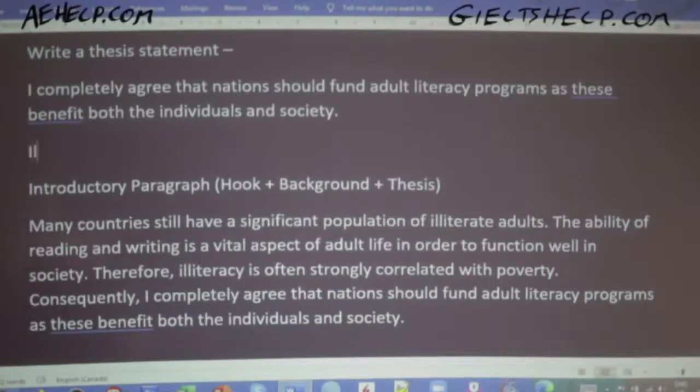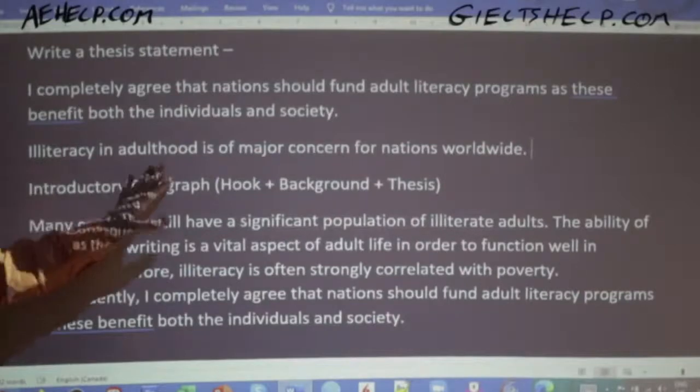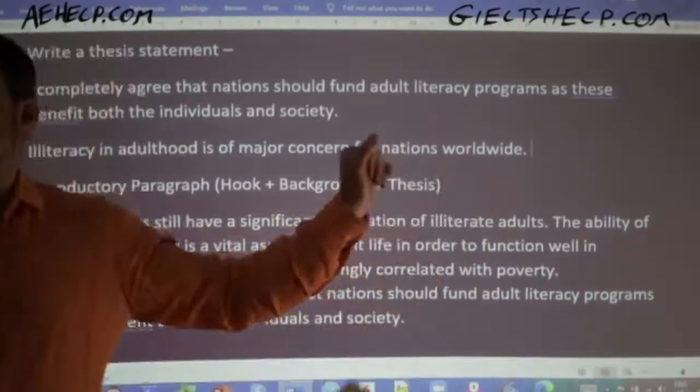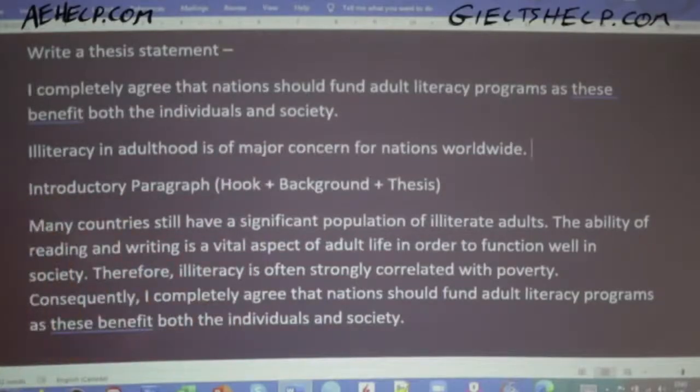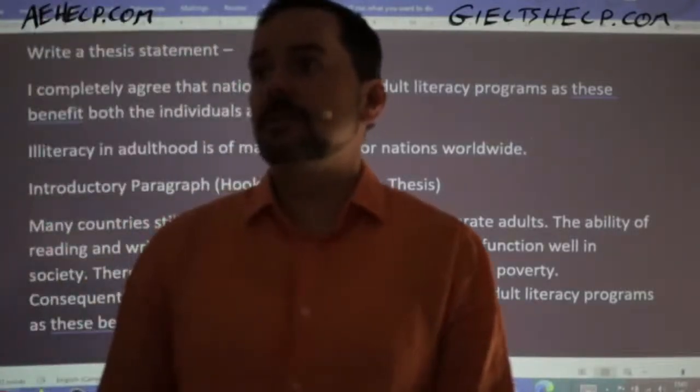So illiteracy in adulthood is of major concern for nations worldwide. Okay, so a bit more concise, a bit clearer. Illiteracy in adulthood is of major concern for nations worldwide. Okay, that's how I would write that one, Rajvir. So always review, revise, and make it more concise and more coherent. That's your goal, okay? June says, adult illiteracy impedes the development of people and society.